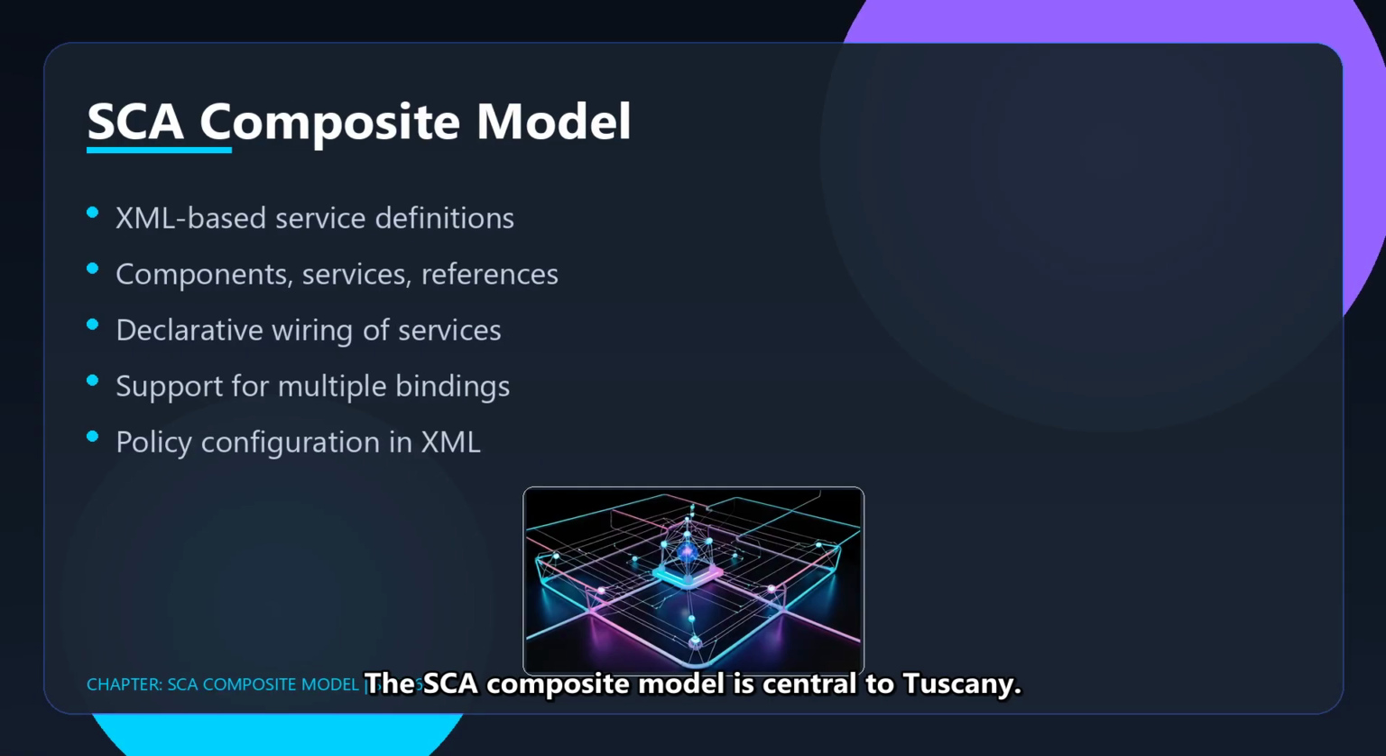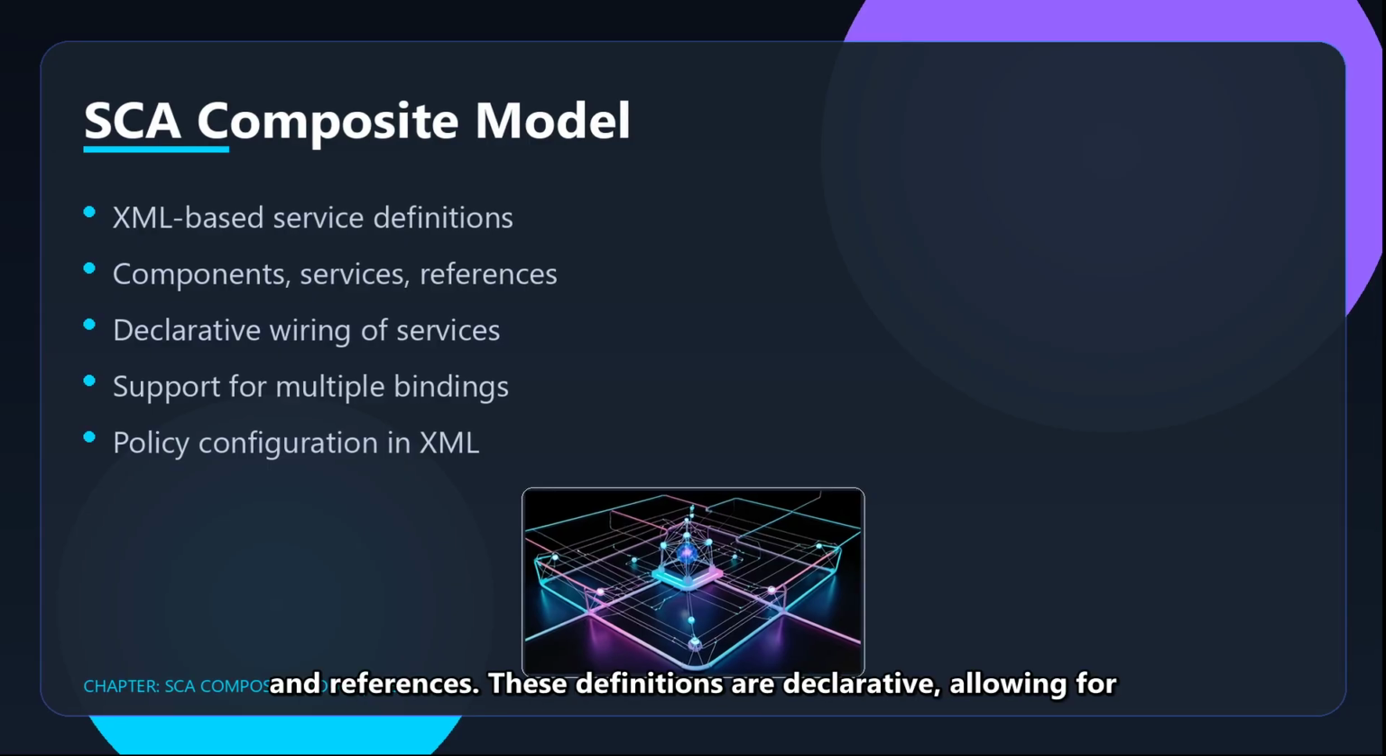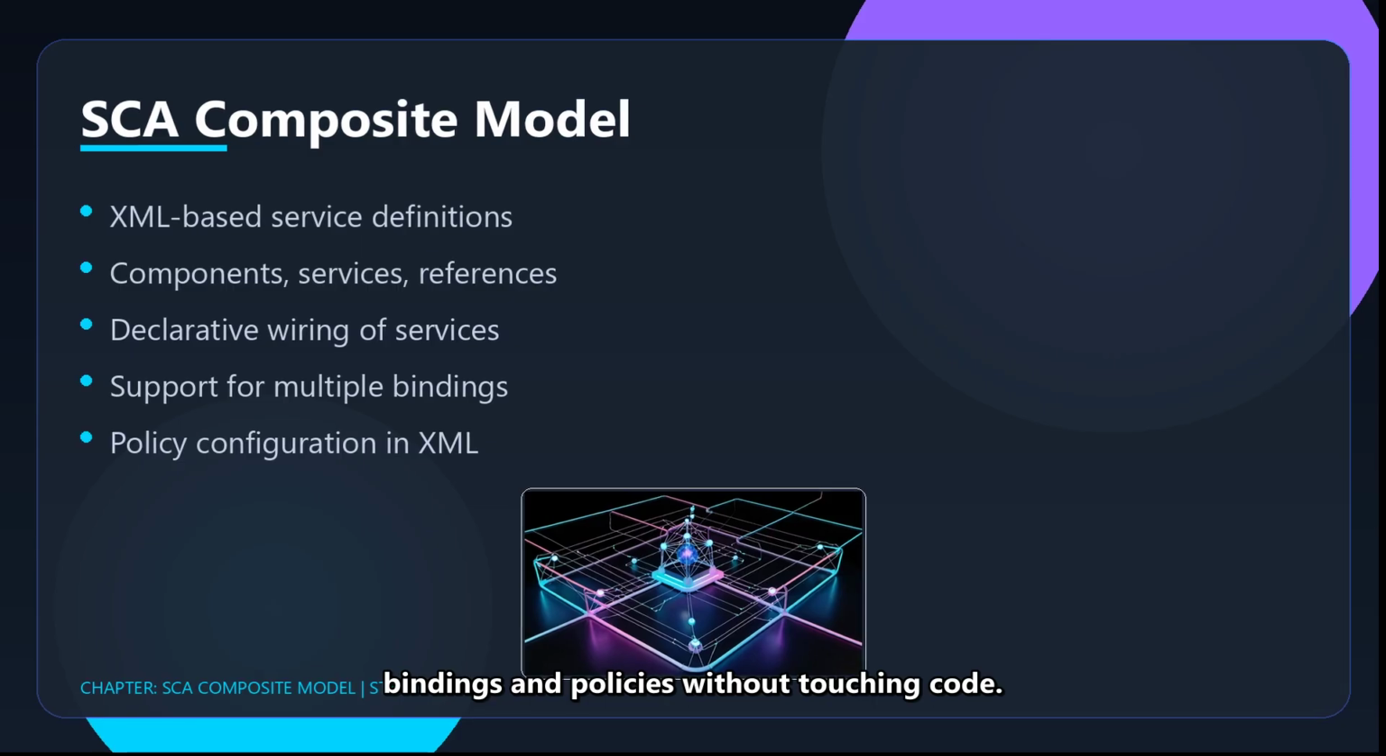The SCA Composite Model is central to Tuscany. It uses XML to define components, their services, and references. These definitions are declarative, allowing for clear separation of concerns and easy configuration of bindings and policies without touching code.